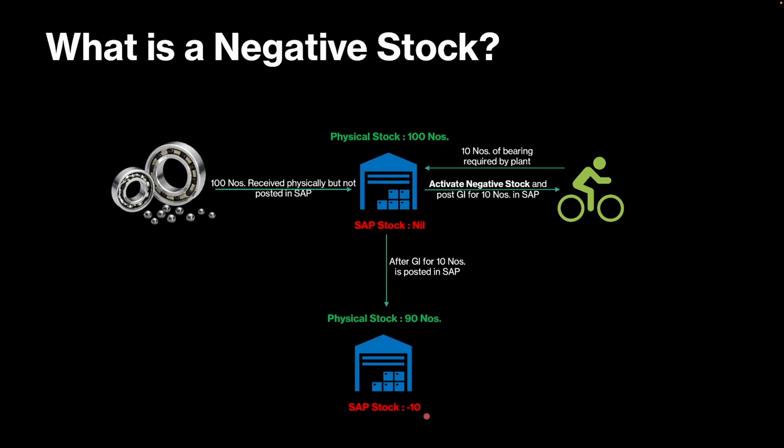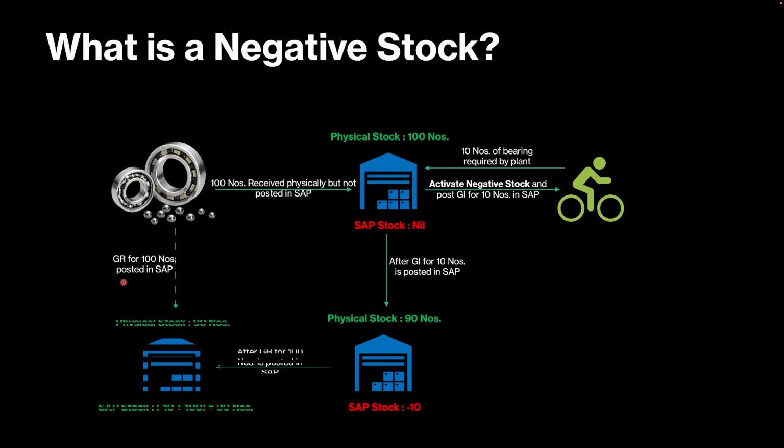So whenever the discrepancy which happened at this stage is rectified, you will post the goods receipt. That is, you will post GR for 100 numbers in SAP. And then what will be the status? Then your physical stock will be 90 numbers and your SAP stock will become negative 10 plus 100 for which you did the GR now, and then the SAP stock will also become 90 numbers.